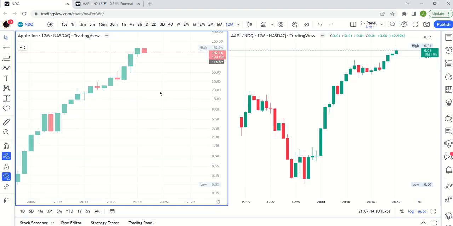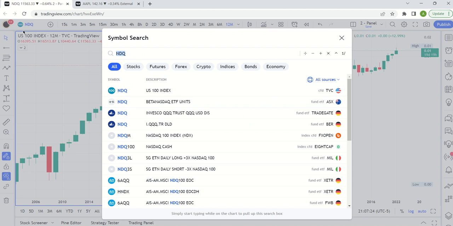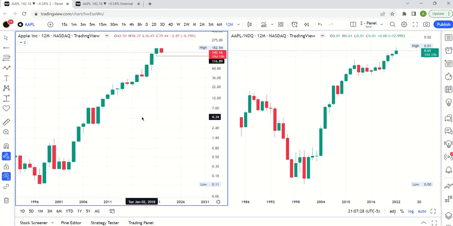So the NASDAQ 100, you can see there it is. It's meaningfully below last year's low, whereas Apple is not. And that's what this ratio chart is telling you. Let's just go back to Apple. So that's your annual chart.